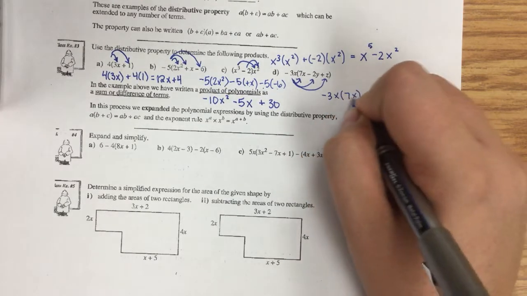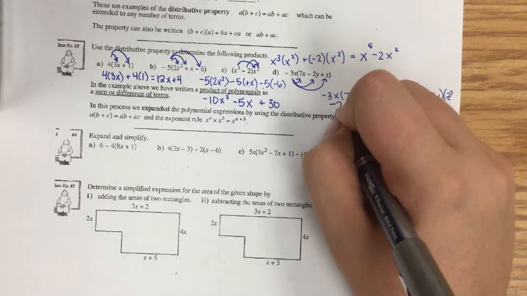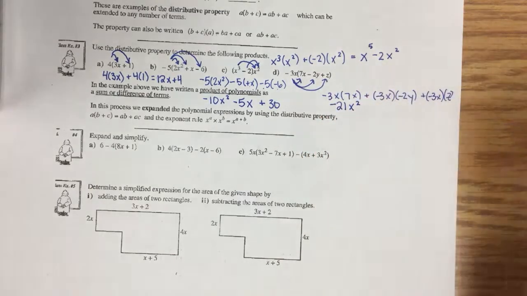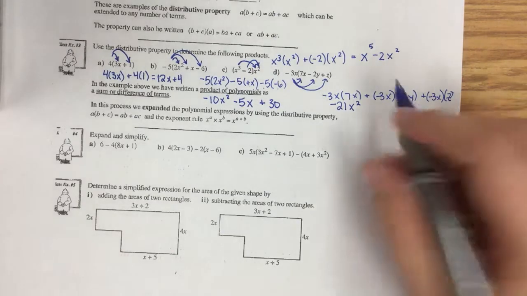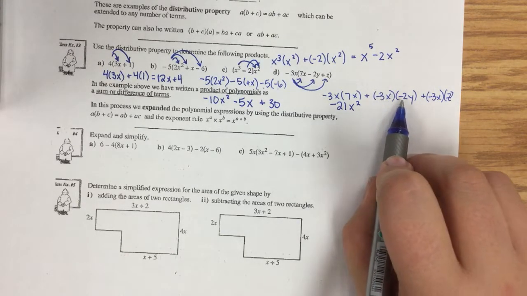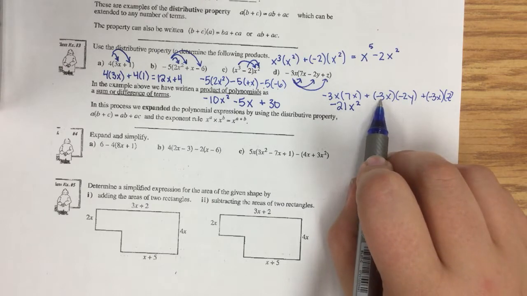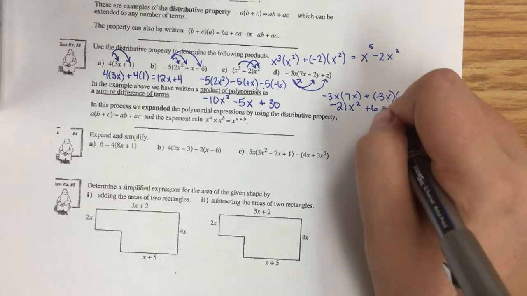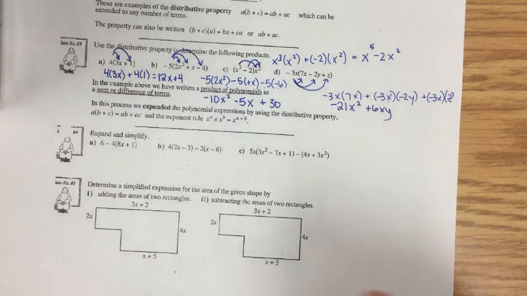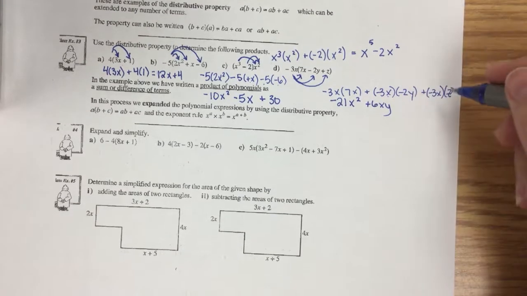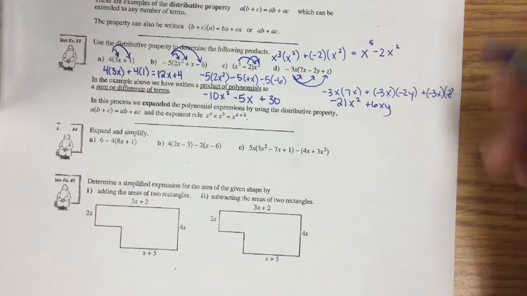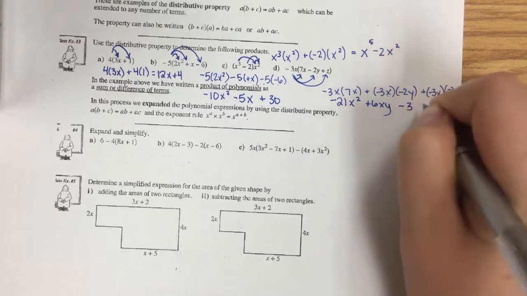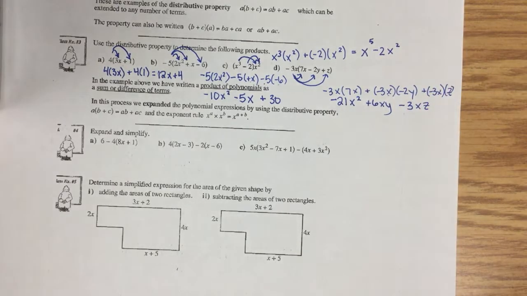Negative 3x times 7x. Negative 3 times 7 is negative 21. X times x is x squared. They can be multiplied together. Negative 3x times negative 2y. Negative 3 times negative 2 is positive 6. And then I've got an x and a y. Okay, I can't put them together because I don't know what they are. It has to stay as x times y until I know what numbers they stand for. And then negative 3x times z. So negative 3xz.